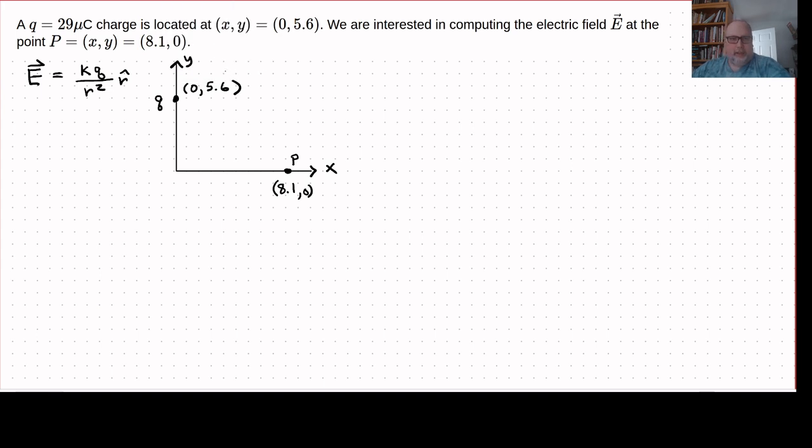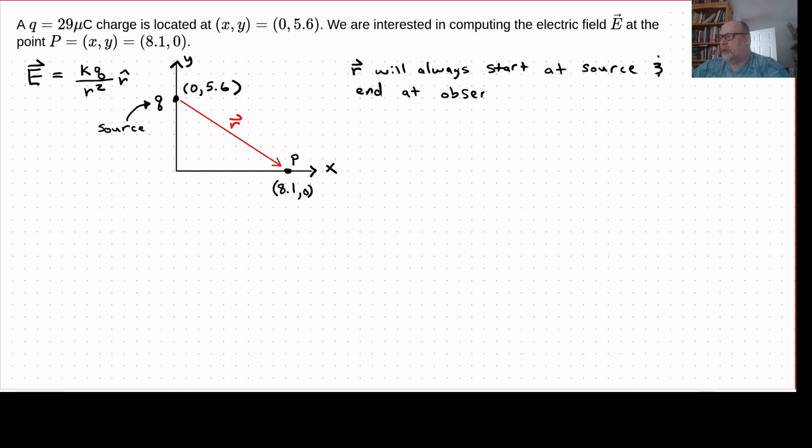This is going to be the case the entire semester when we're using formulas of this type. When we're trying to compute the field that's due to a source, in this case the source where the field is coming from is this charge right here, and the observation location is point P. This r is always going to start at the source and end at the observation location. That's always going to be true. So r will always start at the source and end at the observation location.